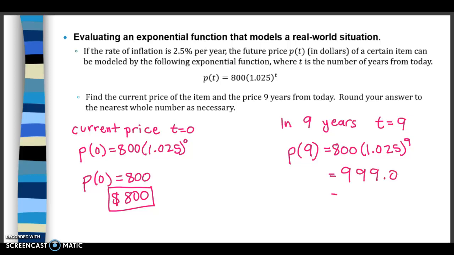999.0. So rounded is $999. So you can see that from today to 9 years, we're going to be paying quite a bit more for this $800 item. All right.